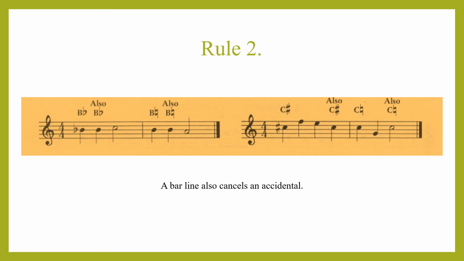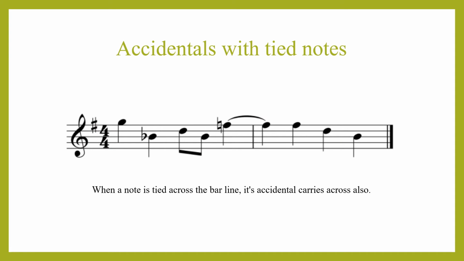Rule 2. A bar line also cancels an accidental. Once we go over the bar line into the next bar, these accidentals are wiped clean and the notes are back to the regular key signature. Accidentals with tied notes. When a note is tied across the bar line, its accidental carries across also. When the notes are tied, the accidental is kept for that note only, and the next note is back to the normal key signature, unless the accidental is repeated.